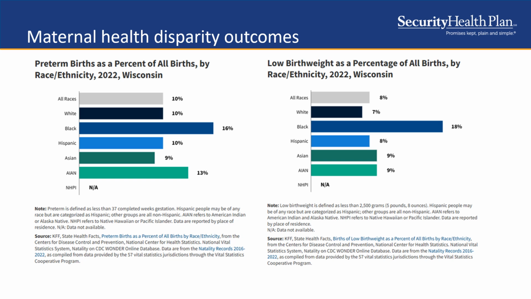During the 2021 to 2023 period, persons who identified as Black who gave birth experienced the highest rates of low birth weight and preterm births. Persons who identified as white who gave birth experienced some of the lowest rates.